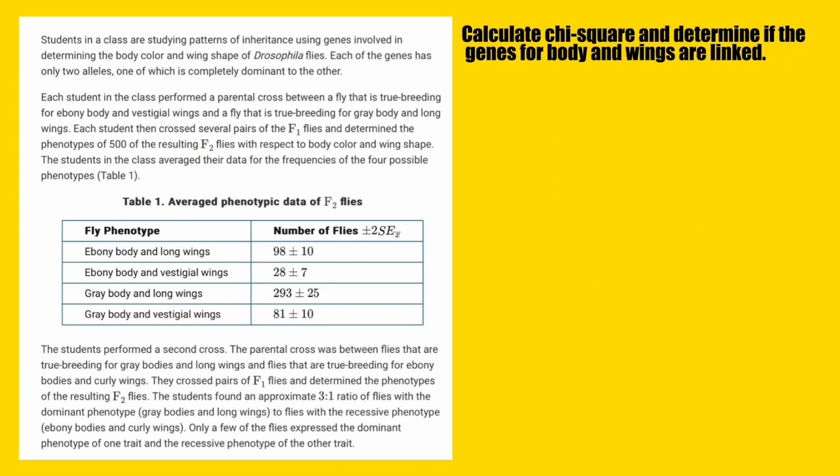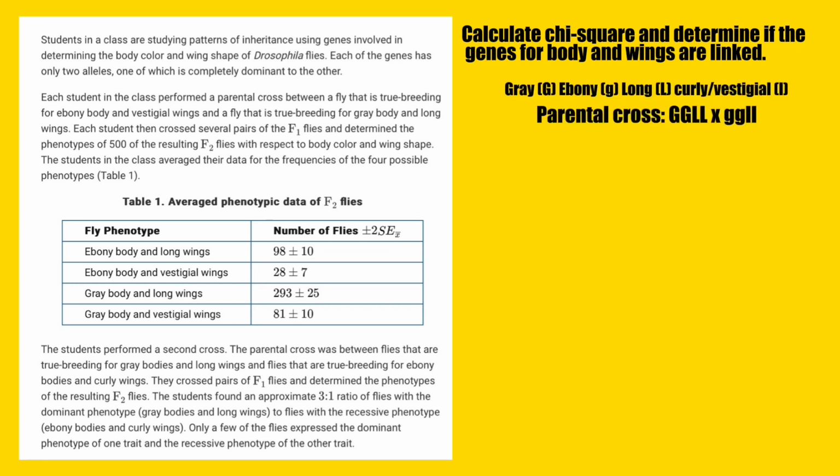So you just read that one sentence and the graph, and if you still can't figure it out, you skim through the actual paragraphs that are like here. F1 just means offspring of the parents. It's just a way to label generations. So the parents are true breeds. That just means they're homozygous. So one of them is homozygous dominant and another one is homozygous recessive.